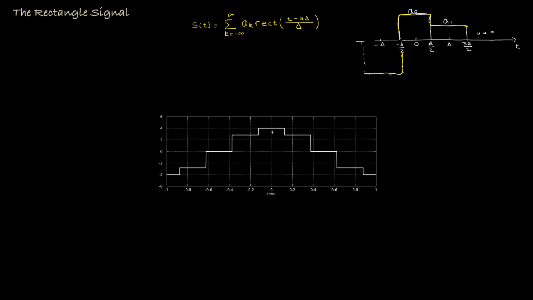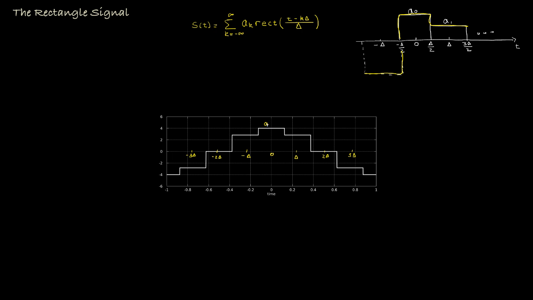In this case, this location here is t equals 0. The halfway point here must be delta. Halfway here, 2 delta. Halfway here, 3 delta, and so forth. And over here, this might be negative delta, negative 2 delta, negative 3 delta, and so forth.